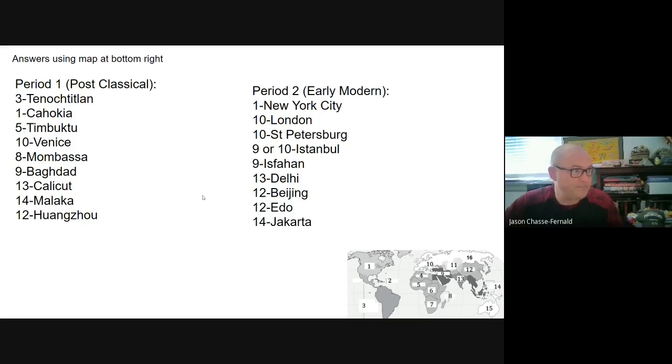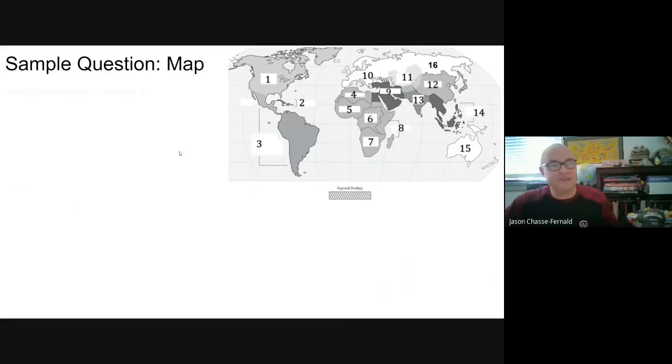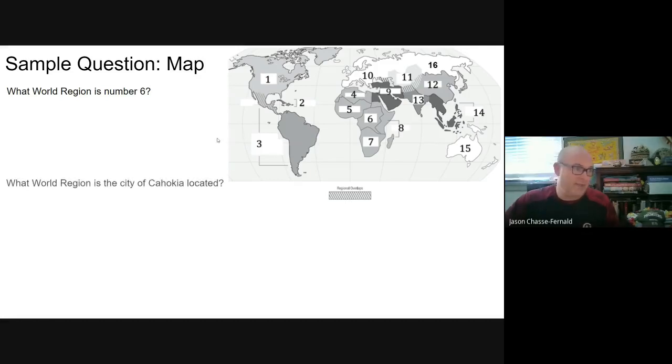Right. So a sample question of what it might look like is, what world region is number 6? So be able to identify that as Central Africa, right? Or another question, and you'll have an A, B, C, or D with different numbers, or A, B, C, D, E, F, G. Who knows how many options I'll give you? Maybe I'll give you 15 options, 16 options.